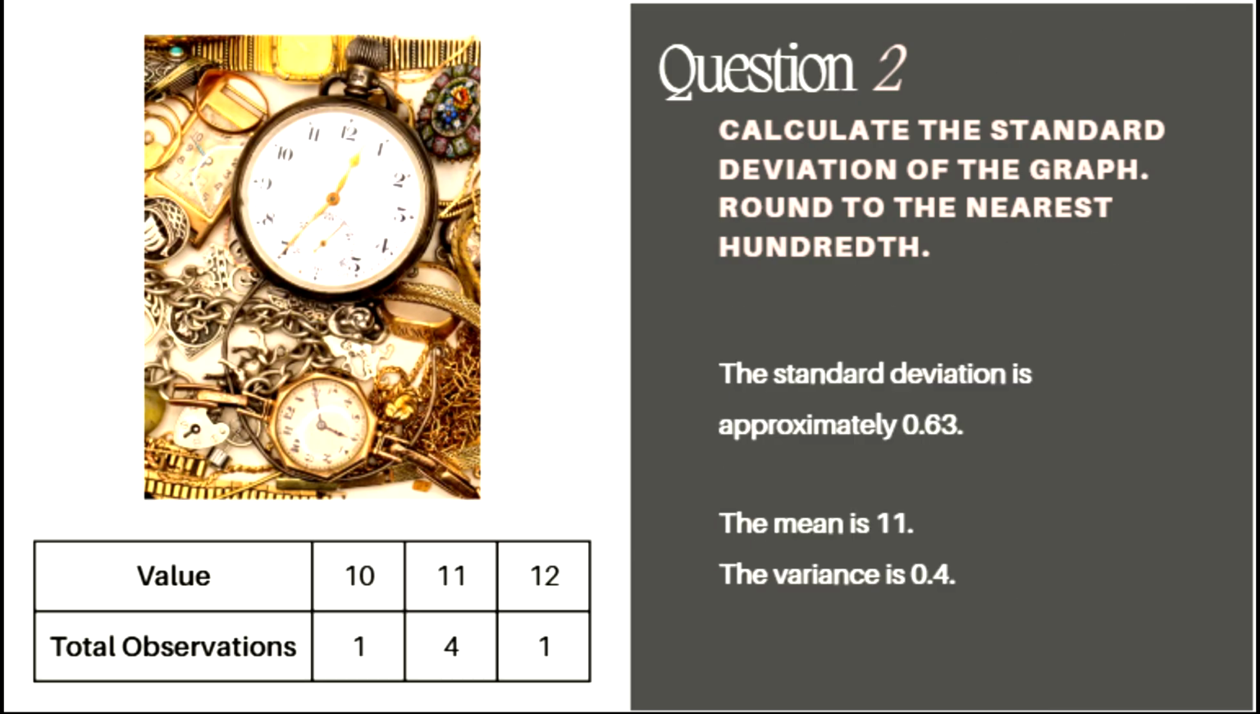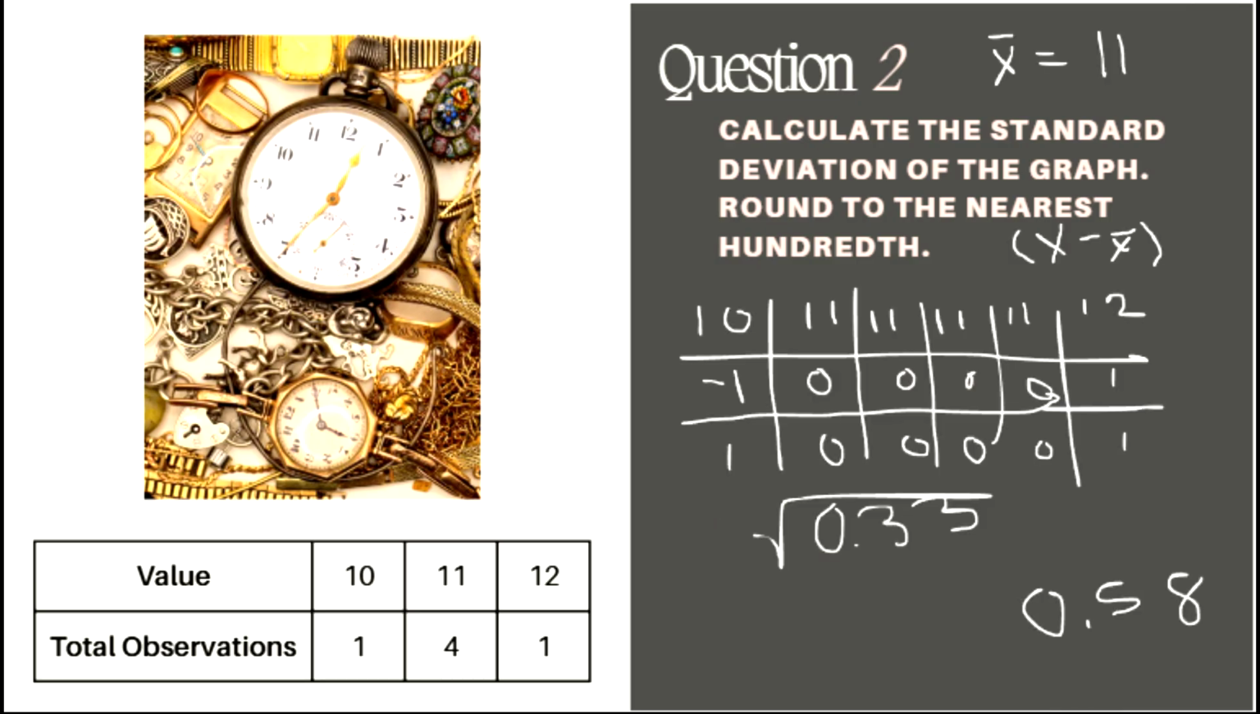The book says 0.63, look at me screwing it up. The mean is 11. I got the mean right. The variance is 0. Oh, that's because they did the square root of 0.4. This is why I hate this book. If you take the square root of 0.4, which makes no sense because they're saying right here to go to the hundredth, then guess what it is? 0.63. That's unfair. We also did it correctly.